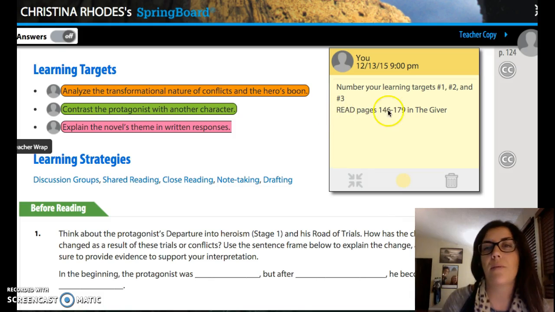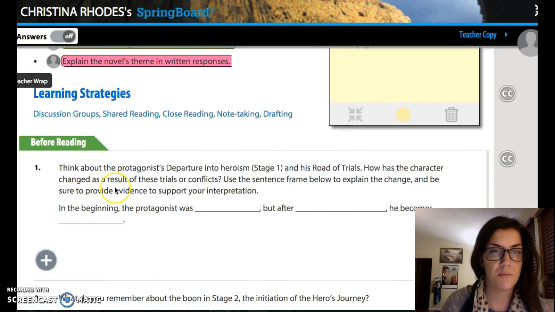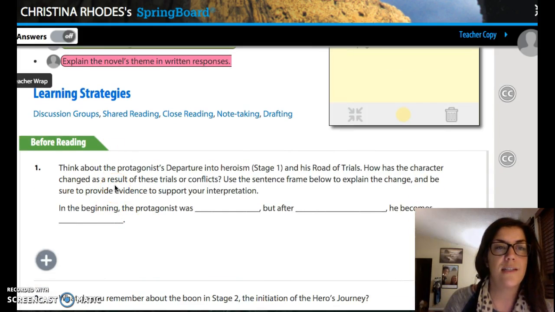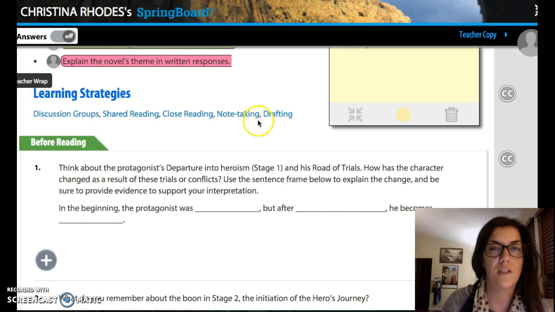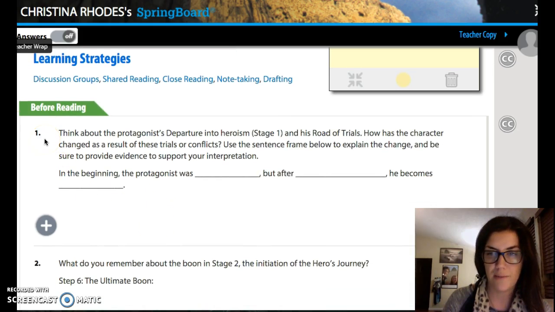We're going to be reading pages 146 to 179 in The Giver. But before we do that reading, we're going to do the before reading questions. During today's activity, you'll be working in discussion groups, shared reading, close reading, note-taking, and drafting. Please put your finger on number 1 for the before reading.